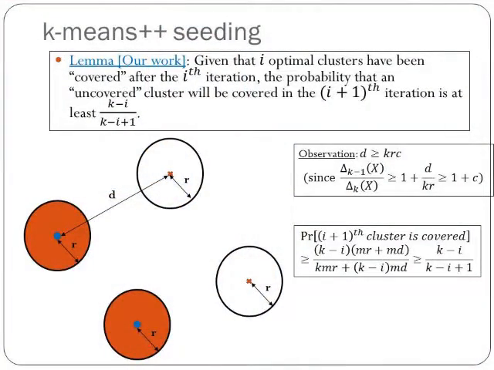Now, what is the main challenging task? What we show, the main result in this work, can be captured in the following lemma. Given that i optimal clusters have been covered after the ith iteration, the probability that an uncovered cluster will be covered in the (i+1)th iteration looks something like this: (k minus i) divided by (k minus i plus 1). So if you just multiply, it becomes a telescoping product, everything cancels out, and you get 1 over k.